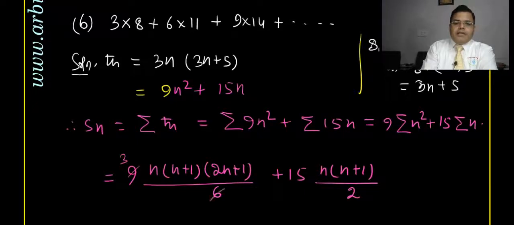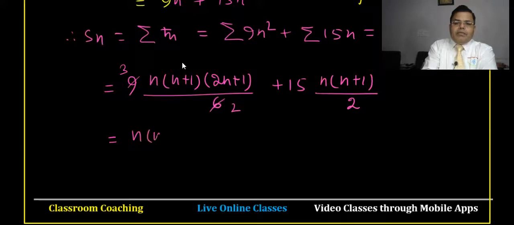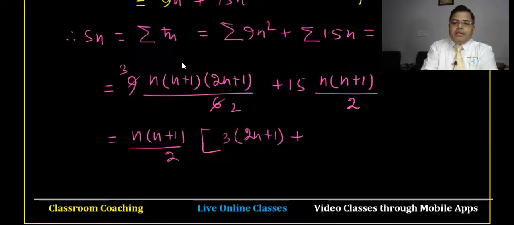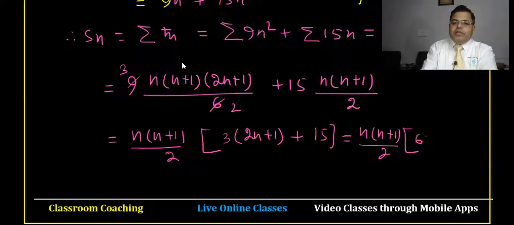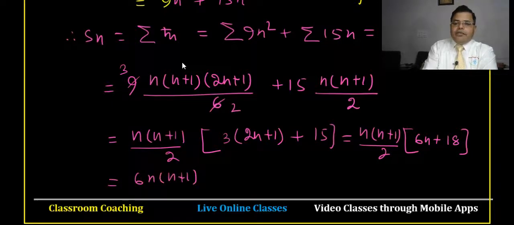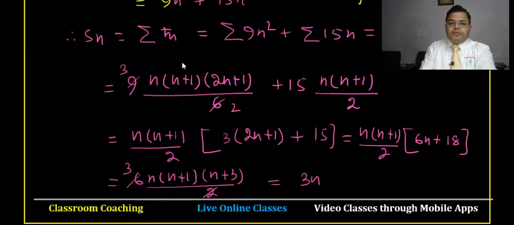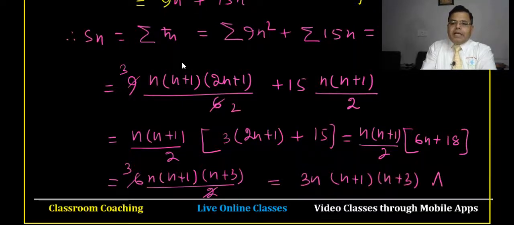Now 3 threes are 9 and 3 twos are 6, so n into n plus 1 by 2 can be taken common. If I take n into n plus 1 by 2 common, what is left is 3 times 2n plus 1 plus 15. So that will be n into n plus 1 by 2 into 6n plus 3 plus 15, that is 6n plus 18. I can take 6 common, so it will be 6 into n plus 3 left, divided by 2. The 2 can cancel with the 6, so the output will be 3n into n plus 1 into n plus 3, right? Now that will be the answer of this question.